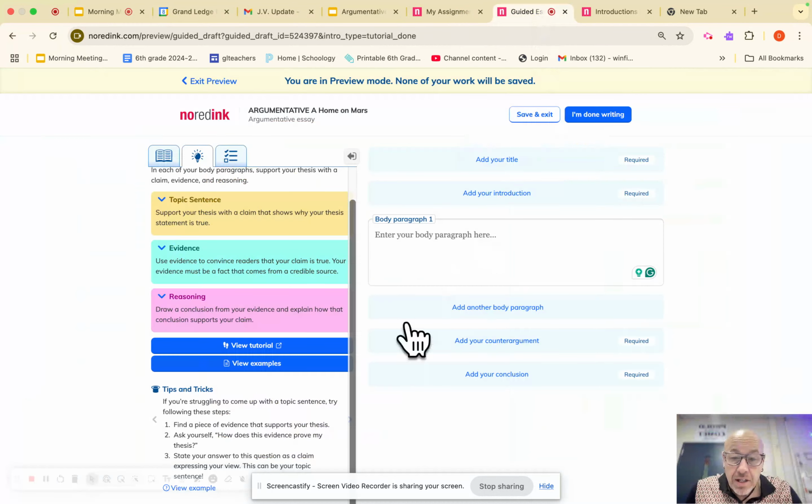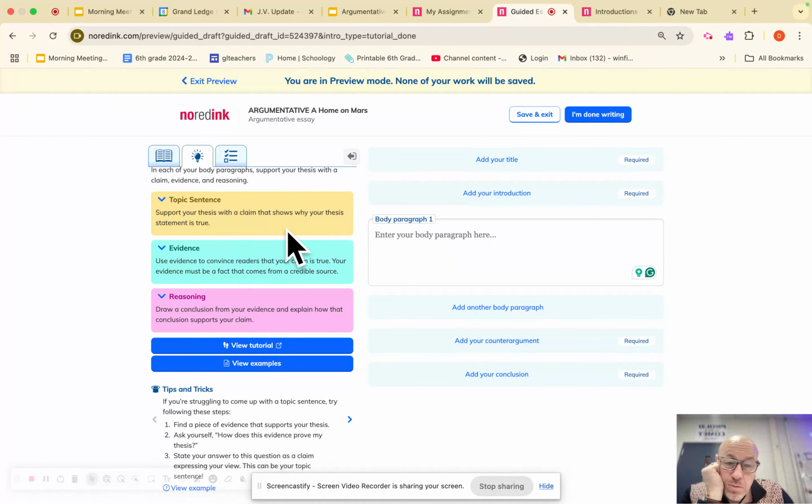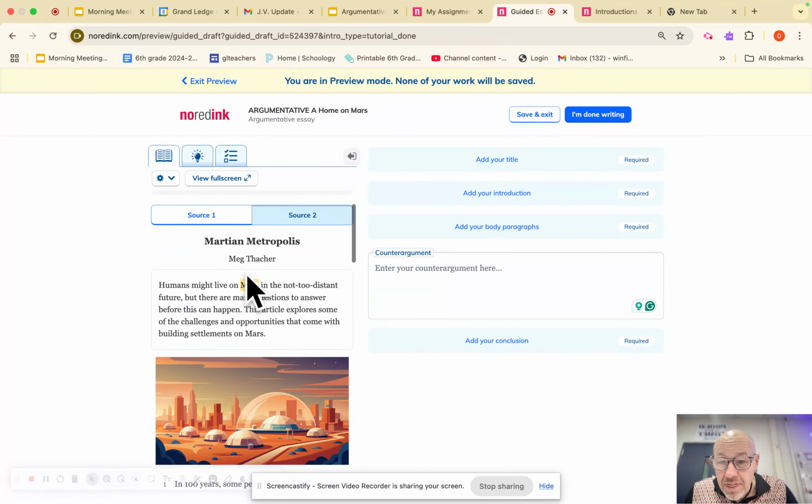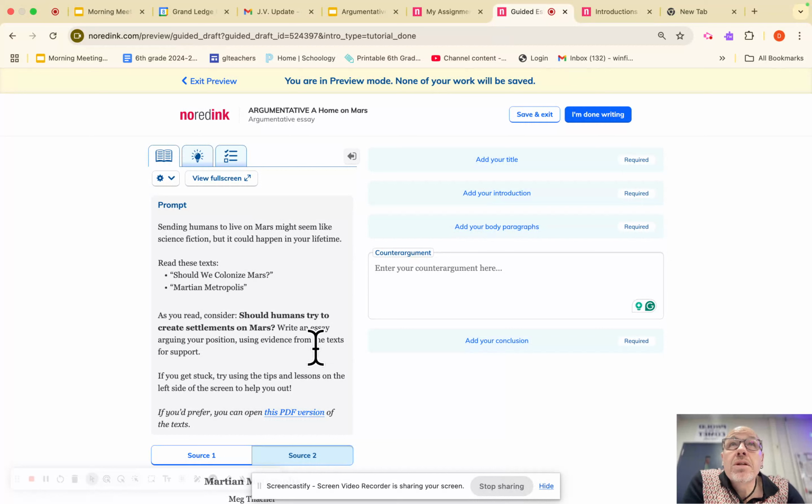Now, also, this will help you for the next body paragraph, but then we're going to get into the counter argument. And we went over this in class. So this is going to be you taking the side opposite of what you chose. Our prompt talks about this. Should humans try to create a settlement on Mars? So you're either going to say, yes, we should create a settlement on Mars, or no, we should stay on Earth. And your paper needs to support that.